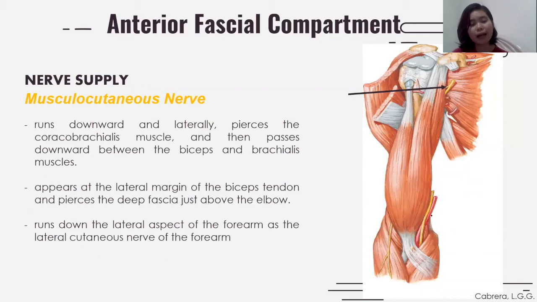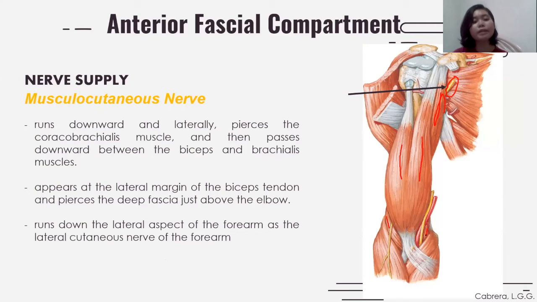For the nerve supply, we have the musculocutaneous nerve. Ito pong yellow ang musculocutaneous nerve. And it runs downward and laterally, which pierces the coracobrachialis muscle. Ito po yung coracobrachialis muscle. And then passes downward between the biceps. So ito po ang biceps. And the brachialis muscles. Ito po ang brachialis muscles.